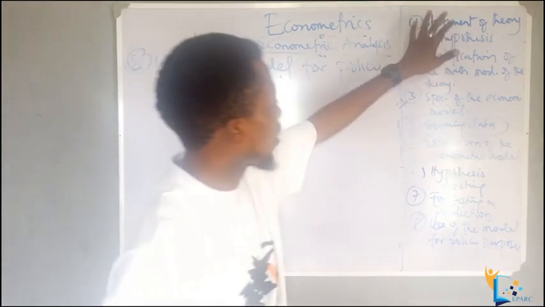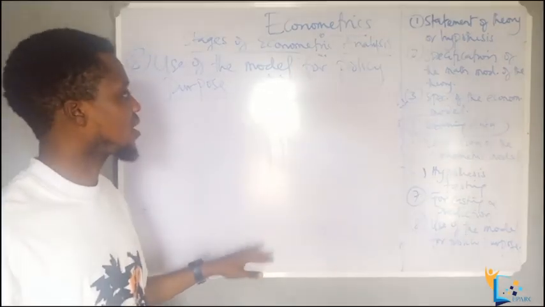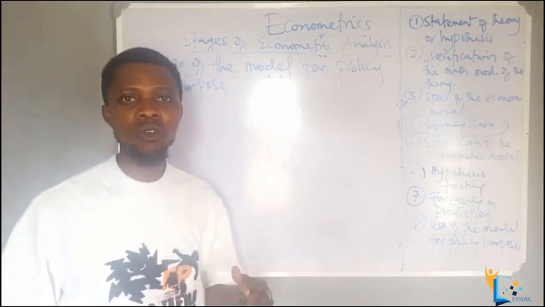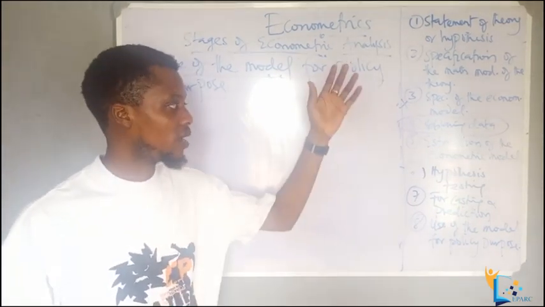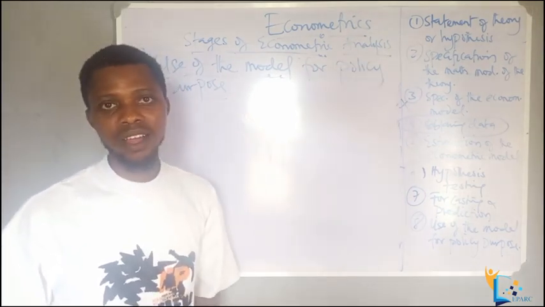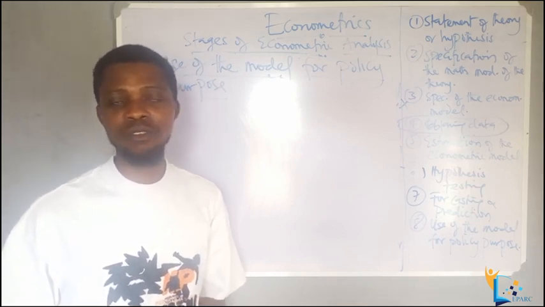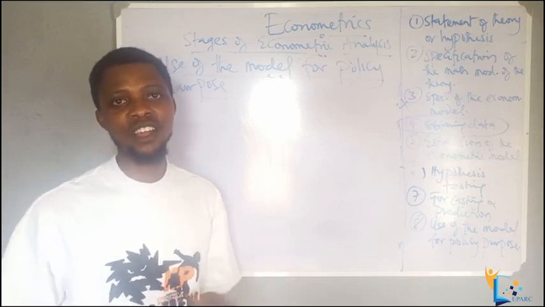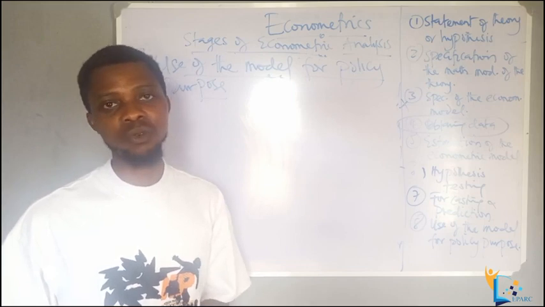All right, we have looked at the 8 stages of econometric analysis. In our subsequent class, we are going to go into details and see what econometrics as a whole is all about. This class is going to be very, very interesting. I encourage you to invite people and let's learn together. Econometrics is a wonderful course and a very interesting one at that.